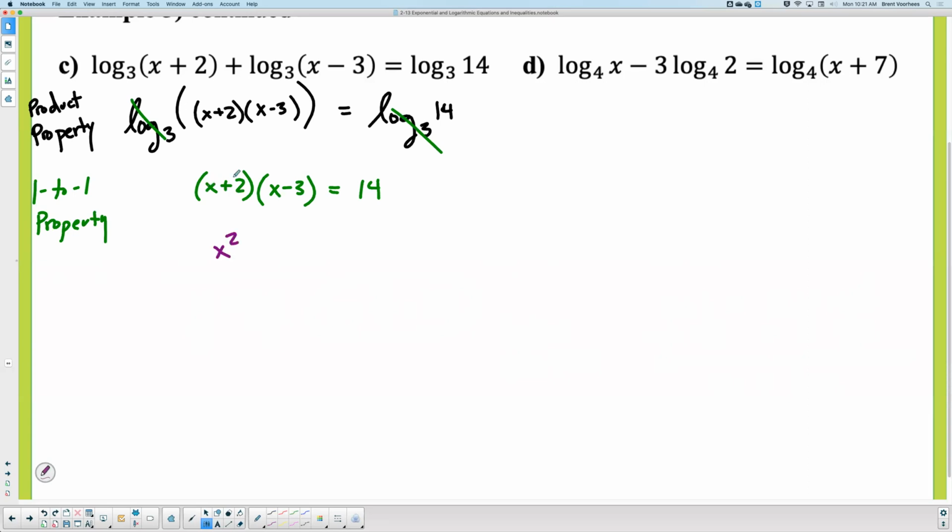What is x times x? I'm going to FOIL this here. I distribute. X times x is x squared. What's x times 3? Negative 3, I'm sorry. X times negative 3. Negative 3x. I need to have 2 times x. And 2 times negative 3. Equals 14. That was this distribution. That's all I did there. I distributed. Which some people call FOIL.